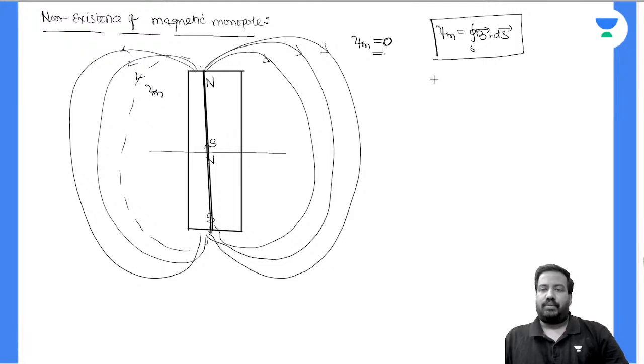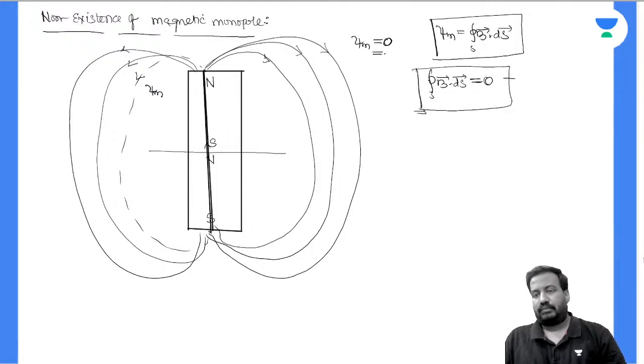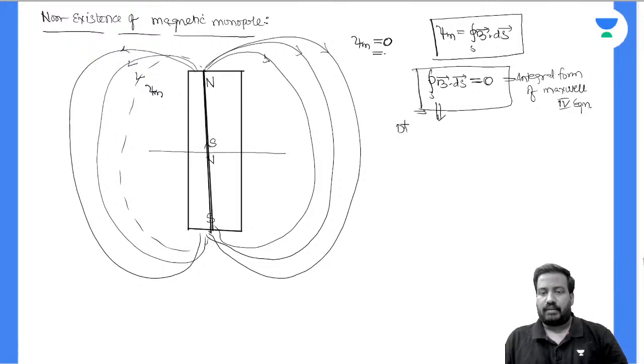Here this psi m is 0, implies closed surface integral of B dot ds is equal to 0. This is called integral form of Maxwell fourth equation.